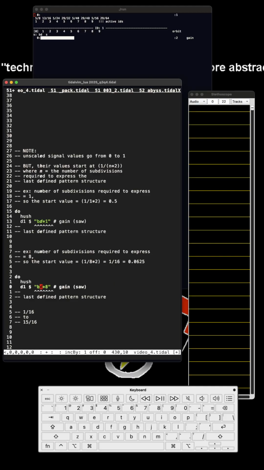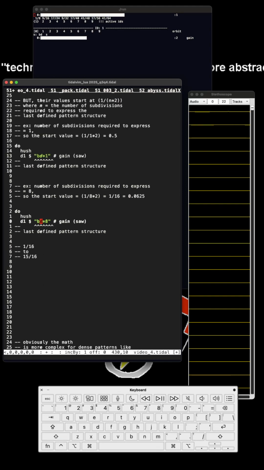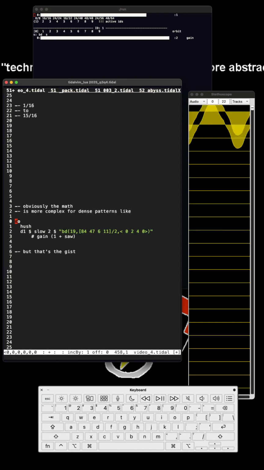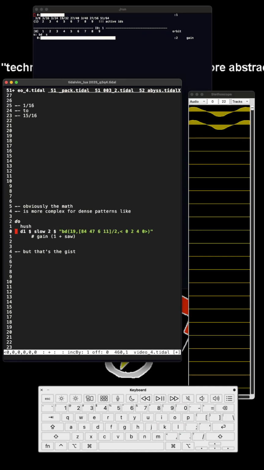And this will increment by that amount for 8 different kicks. So it'll start low and then get louder. Let's make that a little louder. Obviously the math is more complex for really dense, crazy patterns like this. I'm not going to write this out, but that's the gist of it.